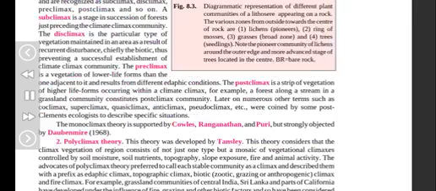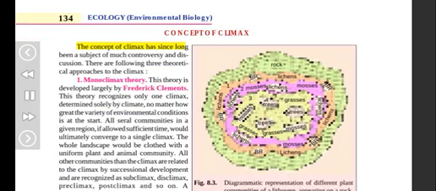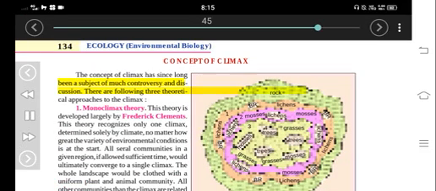Concept of climax. The concept of climax has since long been a subject of much controversy and discussion. There are the following three theoretical approaches to the climax.